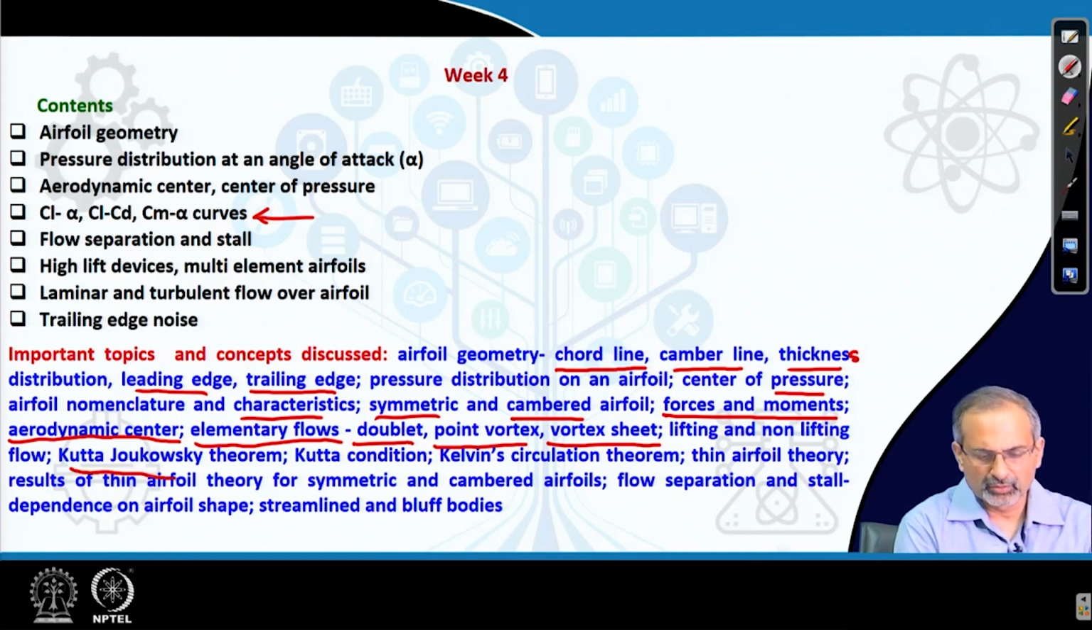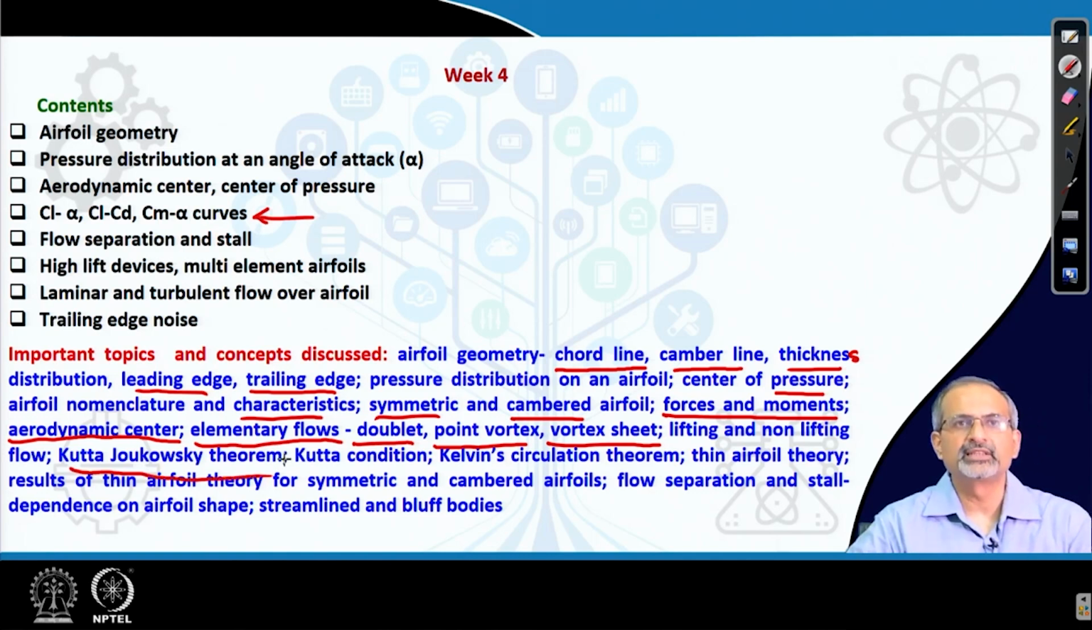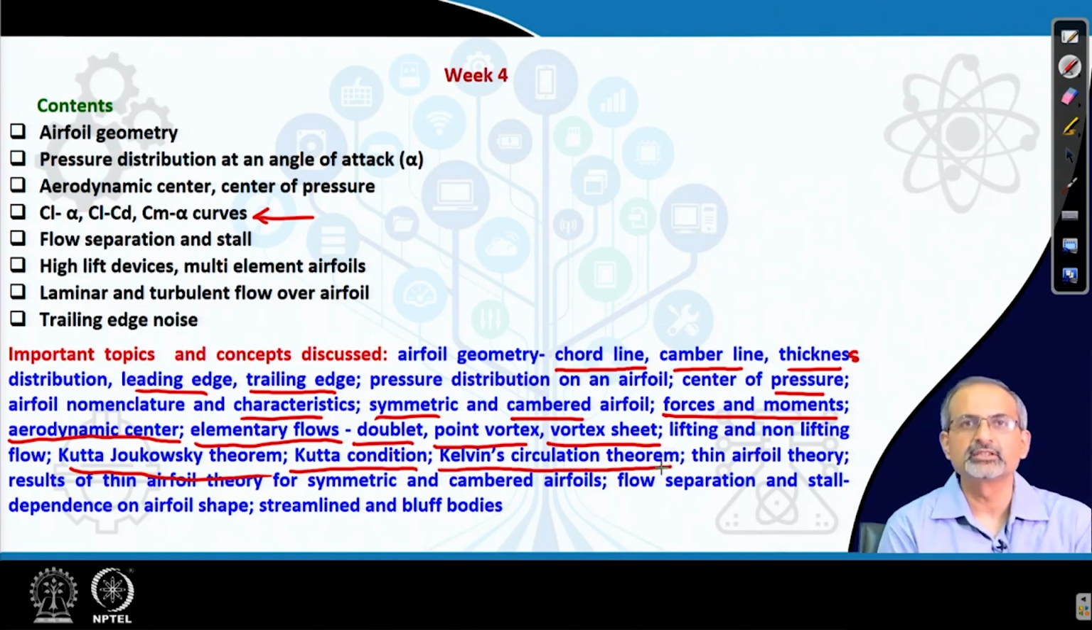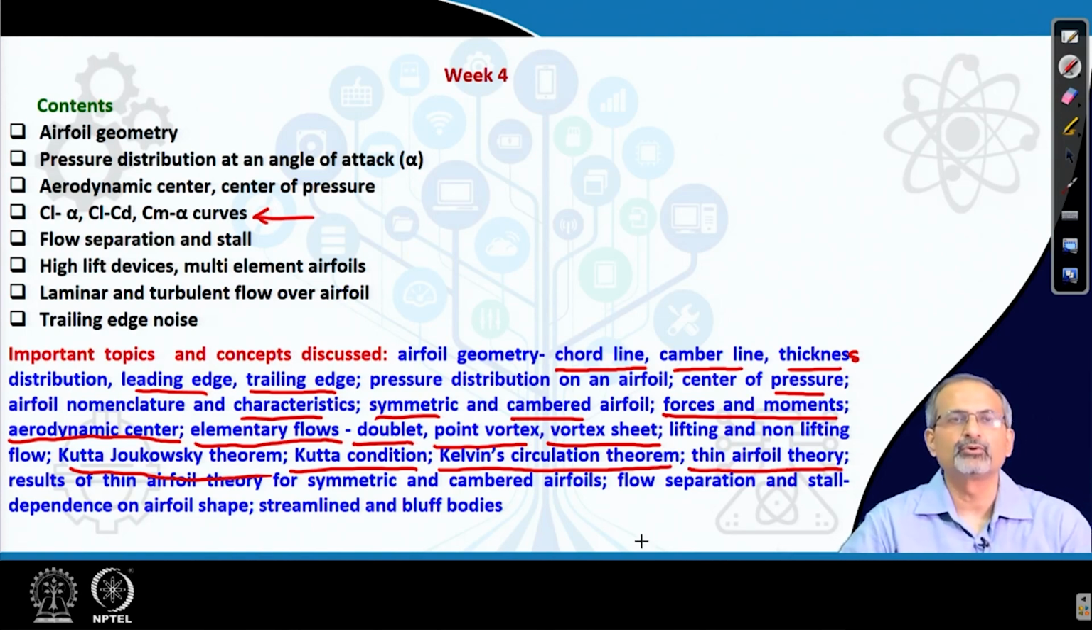We learnt about Kutta-Joukowski's theorem, which helps us to assess the lift per unit span on a lifting surface. We learnt about the Kutta condition, which is to be applied at the trailing edge of airfoils. We learnt about Kelvin's circulation theorem, and then we developed the thin airfoil theory, which is a very important tool in analyzing potential flow past airfoils. We applied the results of thin airfoil theory to symmetric and cambered airfoils.